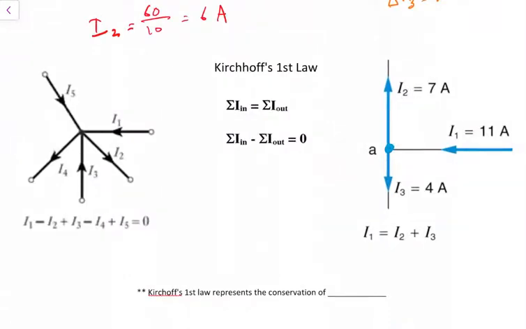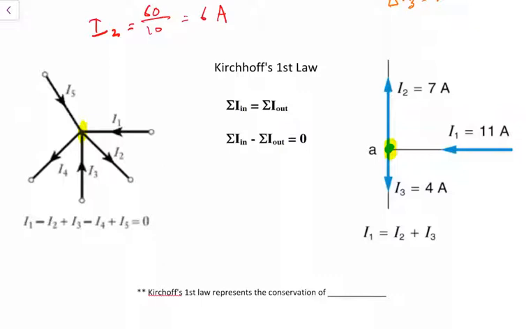So there's 2 ways to say this. I prefer the first way. The second way is also true. And that is the sum of all currents going into a junction, where this is a junction, this is a junction, all of them going into a junction equals all of the current going out of the junction.